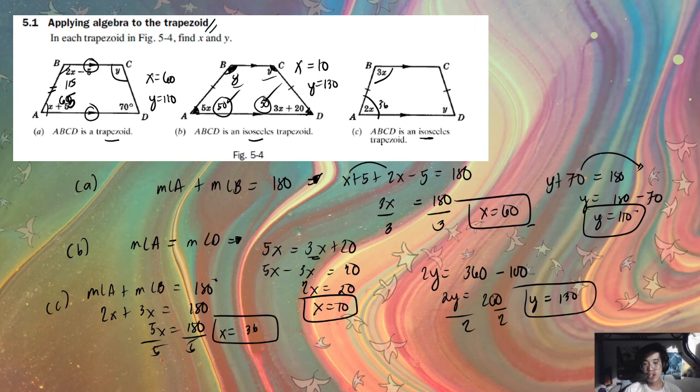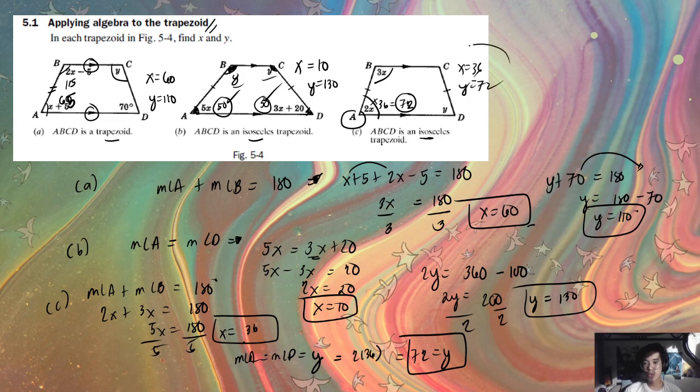Now if this is 36, we can multiply that by 2. So therefore this gives us 72. And the measurement of angle A is equal to the measurement of angle D, which is equal to y. So therefore y is equal to 2 times 36, and that should give us 72. So therefore y is just equal to 72. x is equal to 36, and y is equal to 72. And that's how we solve the 3 problems involving trapezoids using algebra.